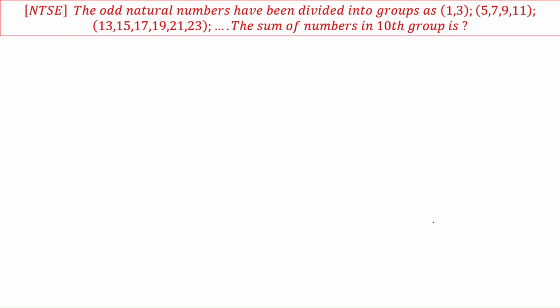If you see, the first group has two terms, the first two odd numbers, and then it continues, not from 1 again. The next one has 4 odd numbers, the next has 6 odd numbers, so the 10th one will have 20 odd numbers, right? And they'll start from some particular odd number which we need to find. So let's see.